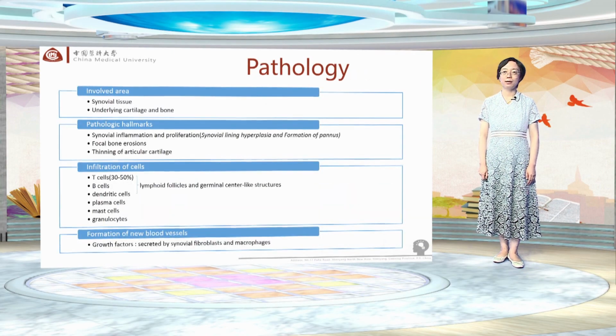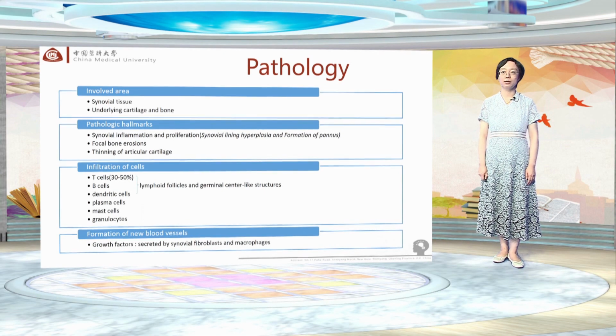Next, I'd like to share the pathology of RA with all of you. RA affects the synovial tissue and underlying cartilage and bone. The synovial membrane normally is a thin layer of connective tissue. It covers most articular surfaces, tendon sheaths, and bursae. The pathogenetic hallmarks of RA are synovial inflammation and proliferation, focal bone erosions, and thinning of articular cartilage.